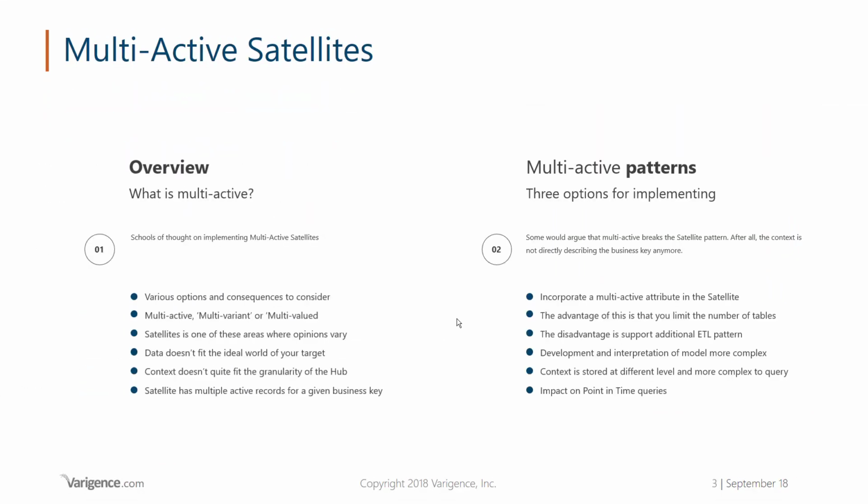So there's two things about multi-active satellites. I'm just going to give you a quick overview. But probably the most important one is that there are various options and consequences to consider. It's called multi-active, multivariant, or multivalued. And satellites is one of those areas where opinions vary. I want to put that out right there, so especially multi-active satellites, some people would say, well, don't do it. And as Roland explains in his blog, there's three ways, there's possibly even a fourth way.